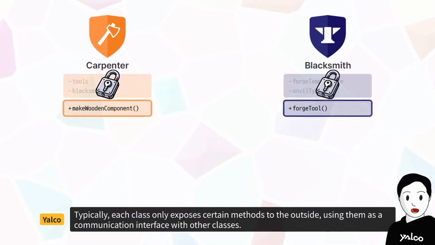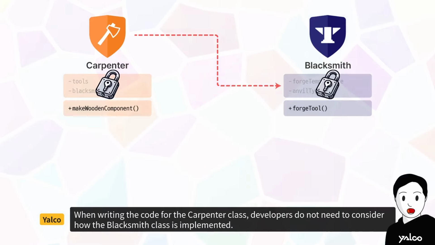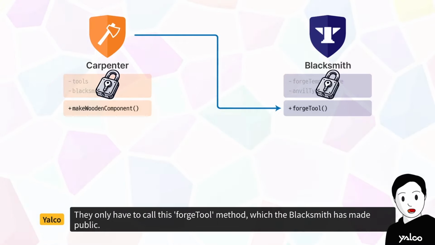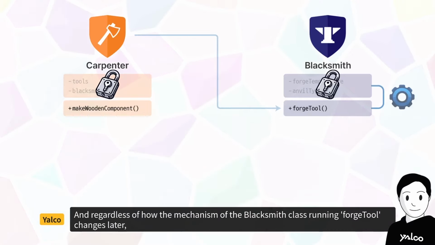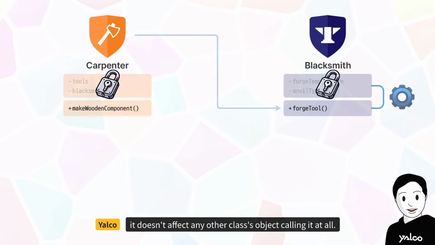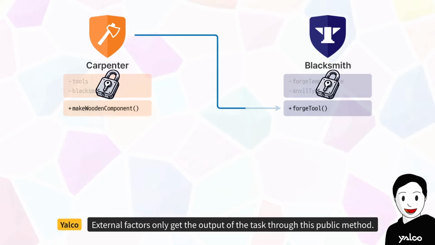Typically, each class only exposes certain methods to the outside, using them as a communication interface with other classes. When writing the code for the carpenter class, developers do not need to consider how the blacksmith class is implemented. They only have to call this forge tool method, which the blacksmith has made public. And regardless of how the mechanism of the blacksmith class running forge tool changes later, it doesn't affect any other class's object calling it at all. External factors only get the output of the task through this public method.